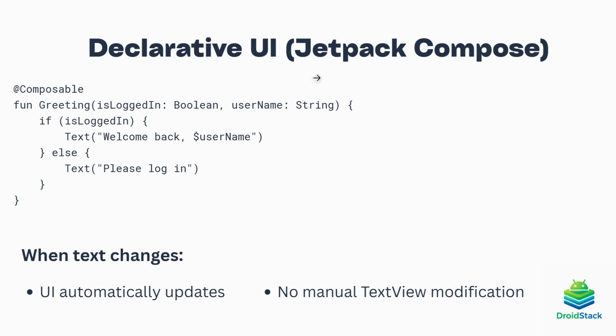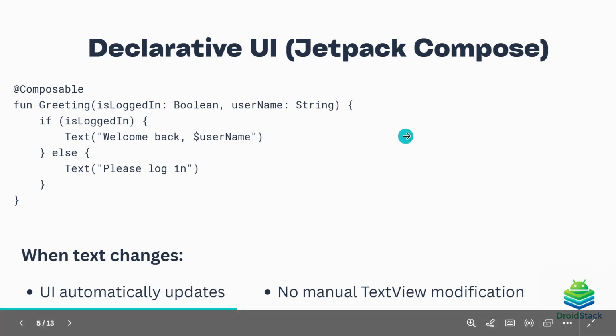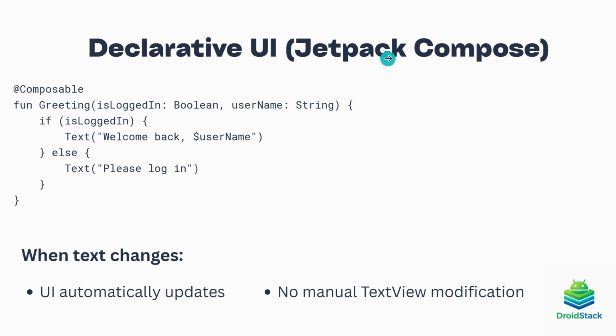To simplify it even more, you describe what the UI should look like for a given state, and the system updates it automatically when the state changes. This makes code cleaner, easier to maintain, and less error prone.